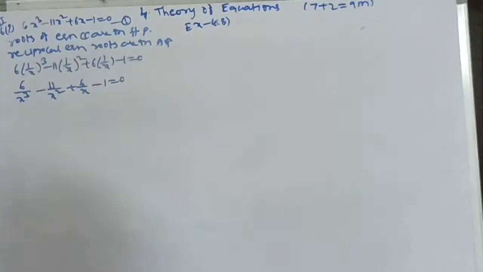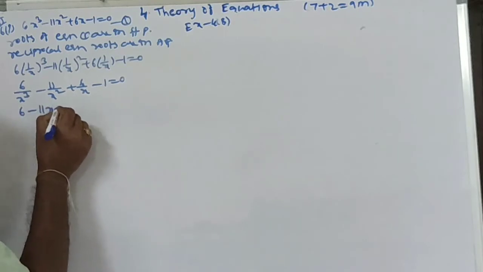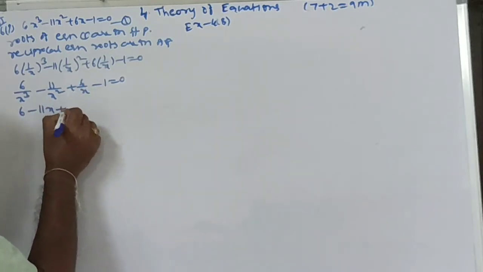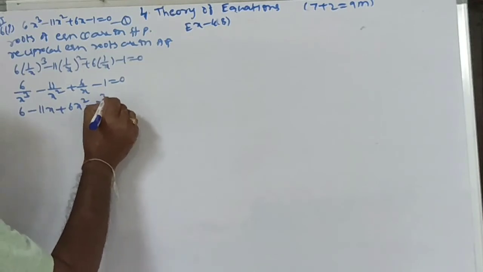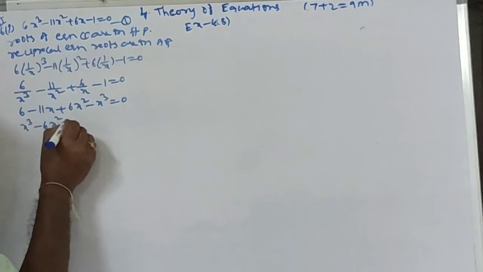So instead of x I want to write 1 by x. So 6 by x cube minus 11 by x square plus 6 by x minus 1 equal to 0. The highest denominator is x cube, so I want to multiply with x cube. 6, x cube by x square, x minus 11x; x cube by x square, 6x square minus x cube equal to 0. Multiply with minus: x cube minus 6x square plus 11x minus 6 equal to 0. So this is equation 2.